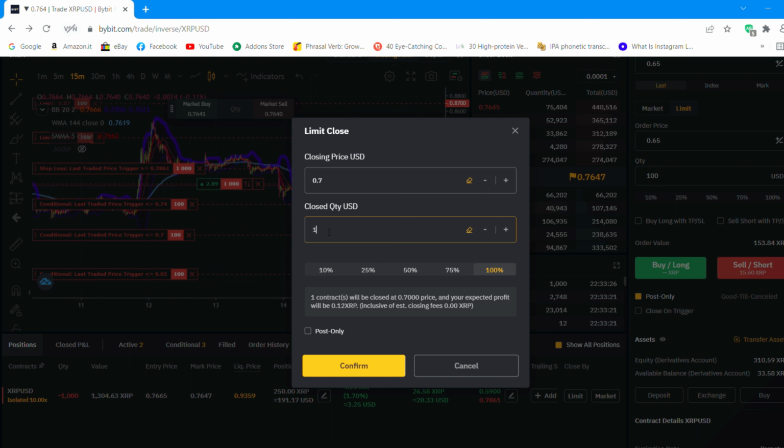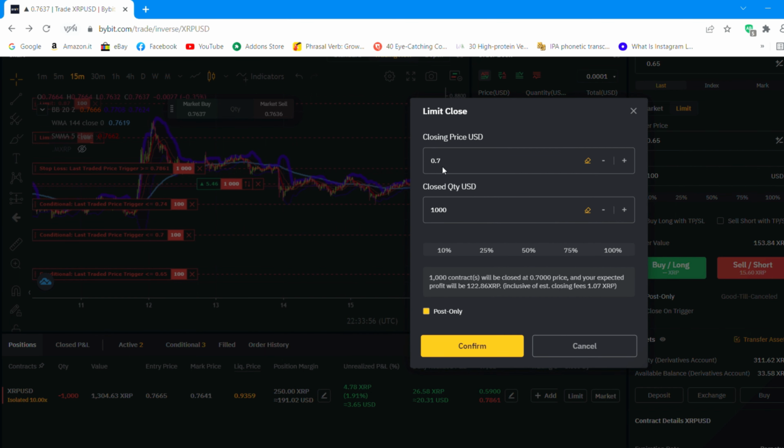So I will choose to close 50%. So at 0.7 out of the 3,000 that I would have in this trade, I would close 50%, which is 1,500. Again, remember to click post only, because if you don't, this limit will be executed straight away, and you don't want that to happen. I've had that happen by accident, and it's not nice, because it closes then and there, and you're basically not taking profit. So click the post only. So I confirm.